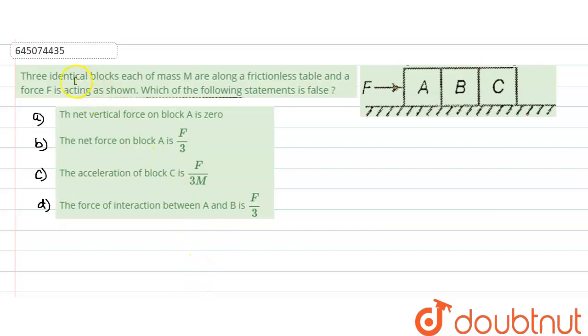Hello everyone, let us start with our question. In this question, it is given that there are three identical blocks, each of mass capital M, along a frictionless table, and the force F is acting as shown in the figure. We need to find the false statement. We need to find which of the statements is false.